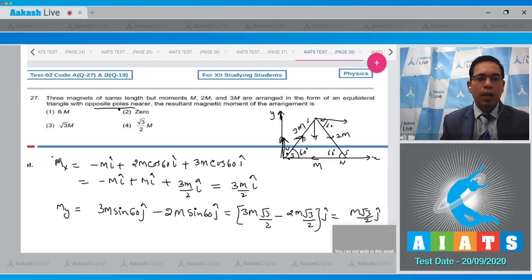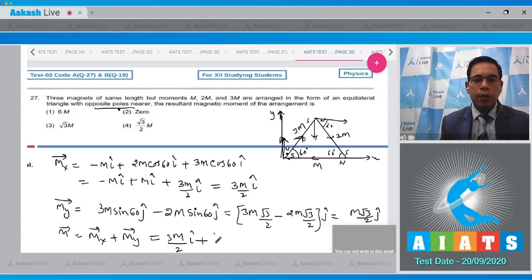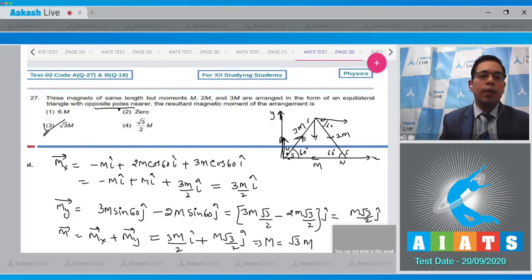Since these are the vectors along x and y axis, m vector will be equal to Mx vector plus My vector, which equals 3m by 2 times i cap plus m root 3 by 2 times j cap. After solving we get the magnitude of m equal to root 3 m. Hence option number 3 will be the correct answer.